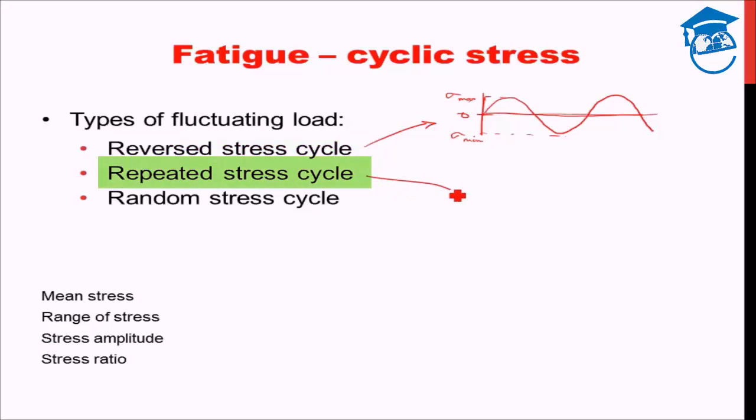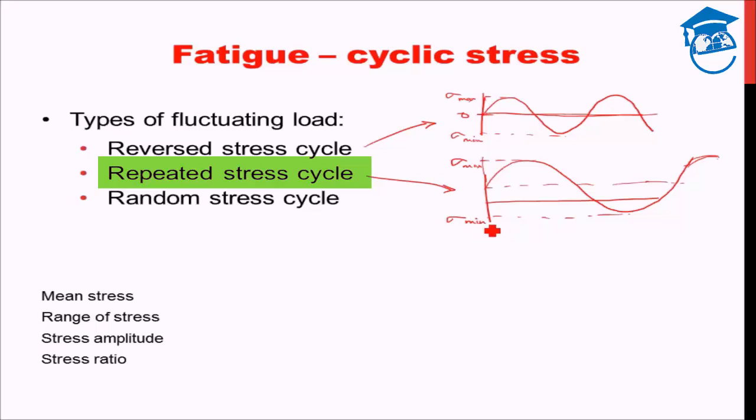Then we have repeated stress cycle, which is again sinusoidal in nature, but the mean is not 0. Okay, so this will behave something like this. Fine, this will be something like this. So now sigma max and sigma min are not equal in magnitude. Sigma min is somewhere over here, so the magnitude is only this much, whereas sigma max is here, the magnitude is much larger. And the mean value, this is sigma m, the mean stress is not equal to 0. So that is repeated stress cycle.